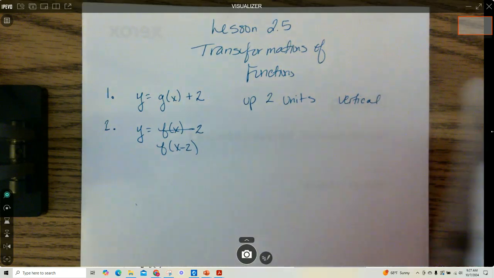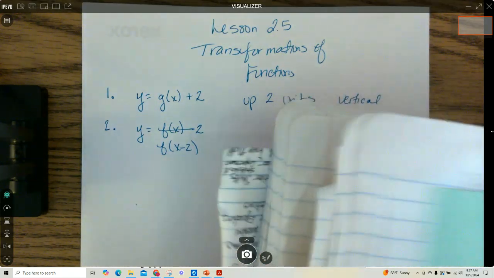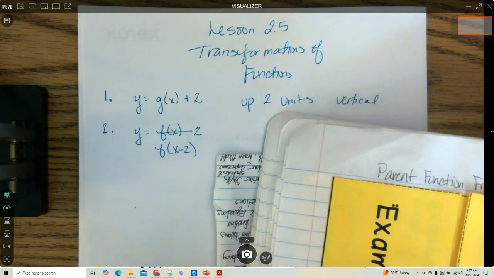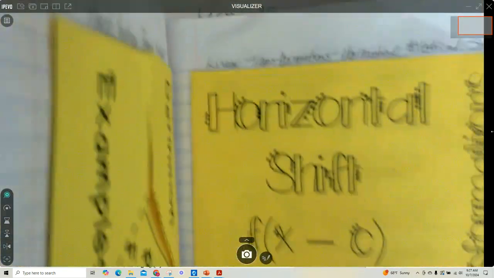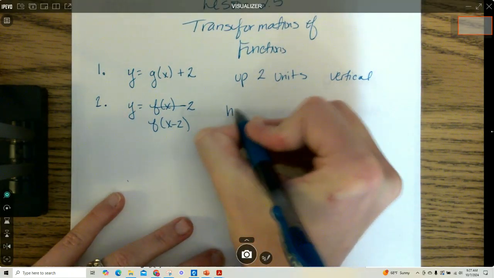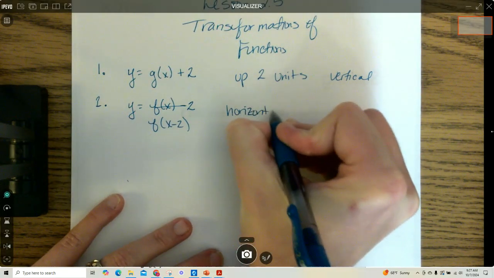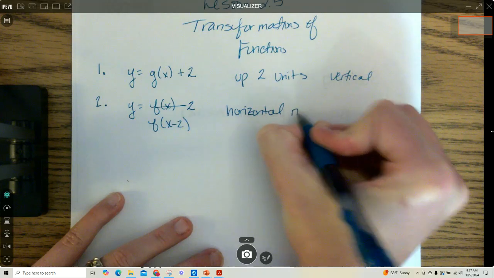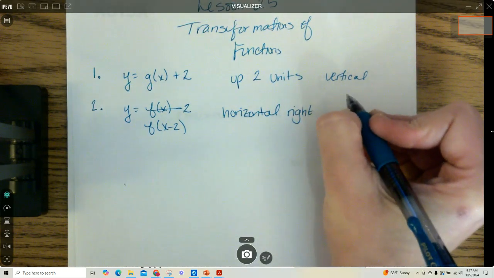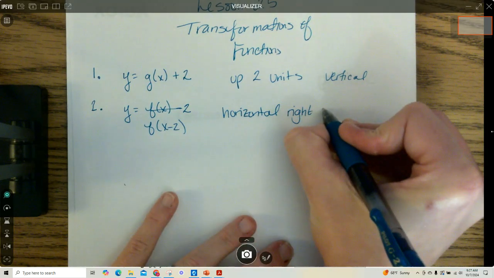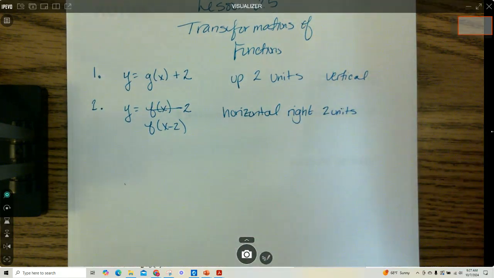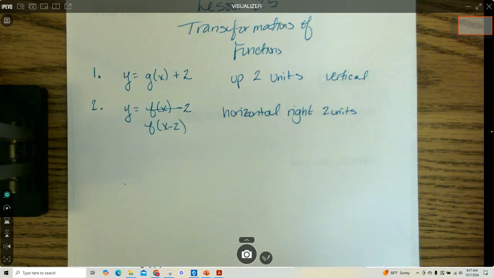So when it looks like that, you would think it would go to the left, but it doesn't. Which is stupid. It's horizontal and it's to the right. So anytime you're messing with the x's, it's opposite land. Let me just keep this book open to that page.